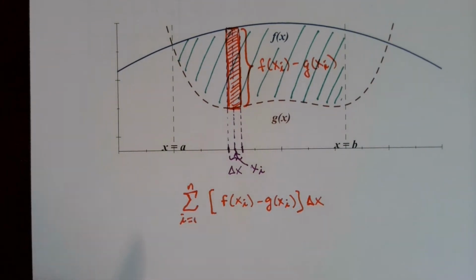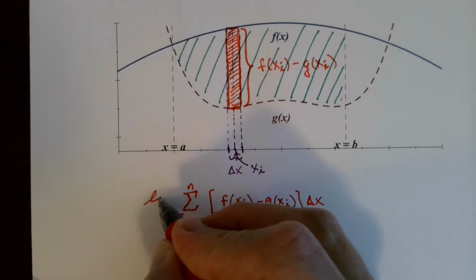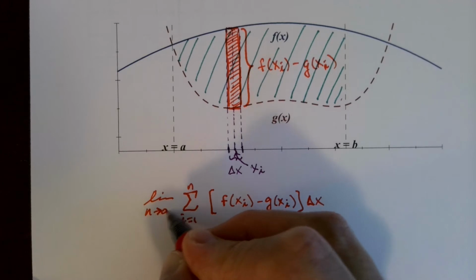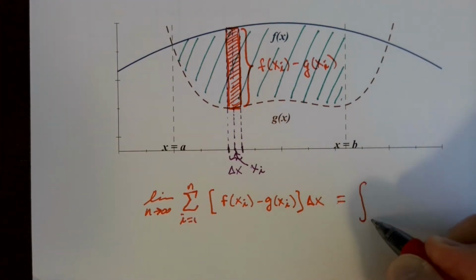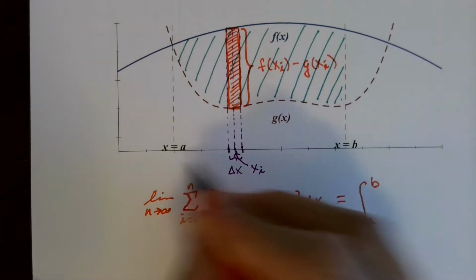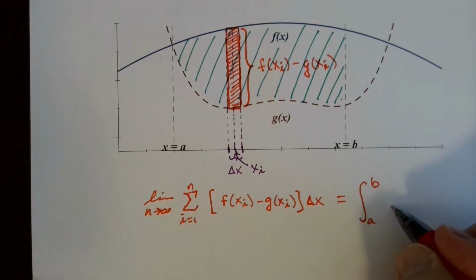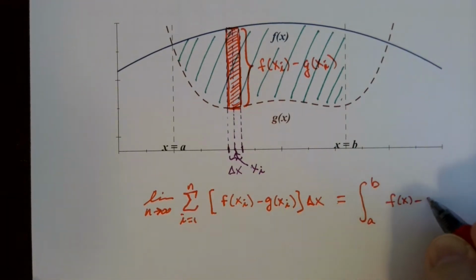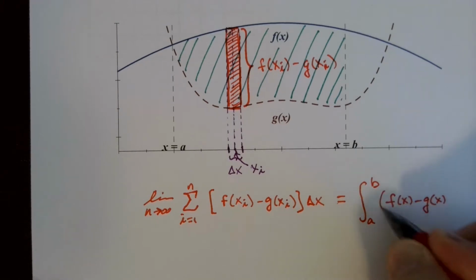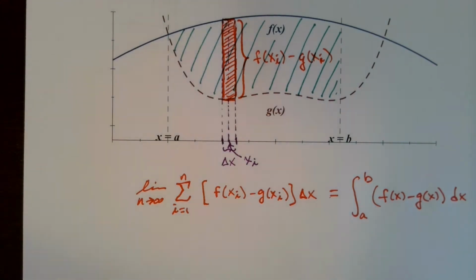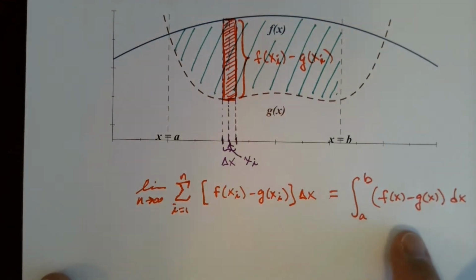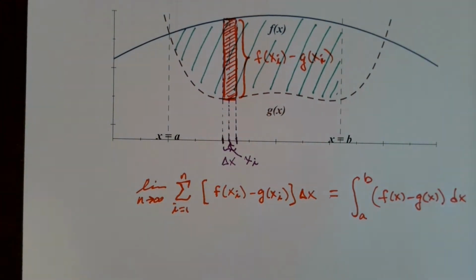Let n get bigger and bigger, more and more subintervals. Delta x approaches 0. And then we take the limit as n goes to infinity. And what does this Riemann sum become? It becomes, by definition, the definite integral from a to b of f of x minus g of x dx, right? So it's another way of thinking about this. That's the same formula we just showed for the area bounded between these curves.